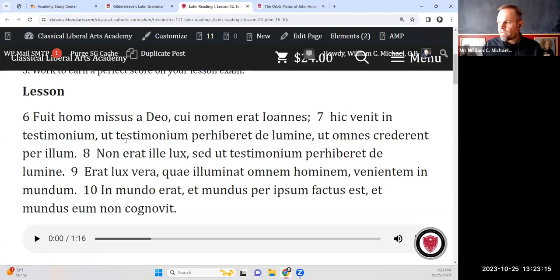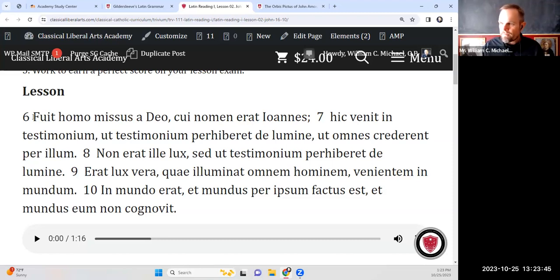All right, so this is lesson 2 in Latin reading. How many of you are finished with lesson 1? I know some of you are just getting started. How many are finished with lesson 1? So most of you. So you're either working on this lesson or past this lesson. Good. All right, good. So let's work on this lesson together.